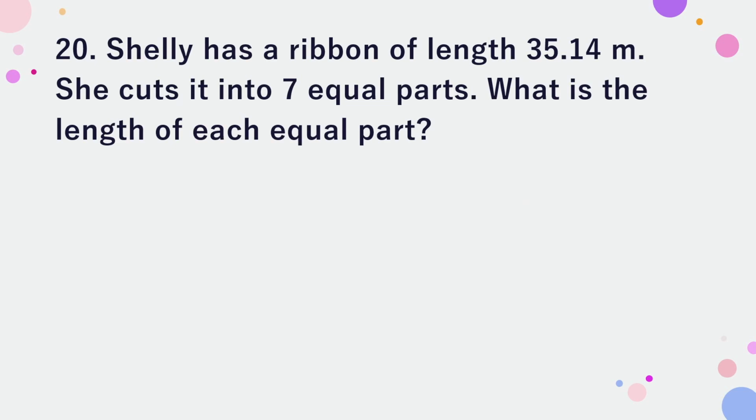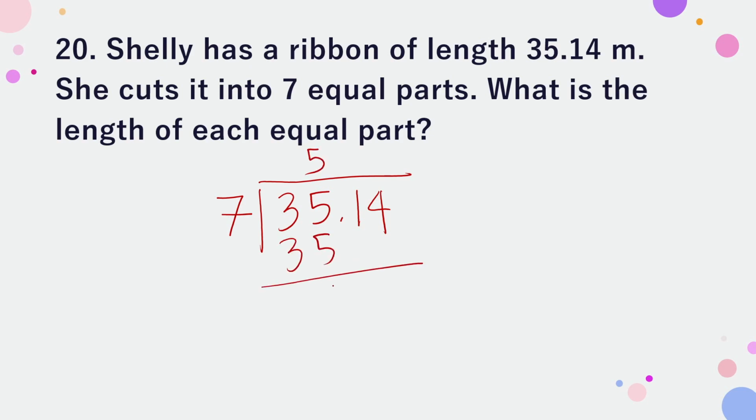Shelly has a ribbon of length 35.14 meters. She cuts it into 7 equal parts. What is the length of each equal part? It's still a division problem. Correct. Divided by how much? 7. So 35 divided by 7, that's 5. 35. I have the decimal point. Take note, bring down 1. 1 divided by 7, 0.